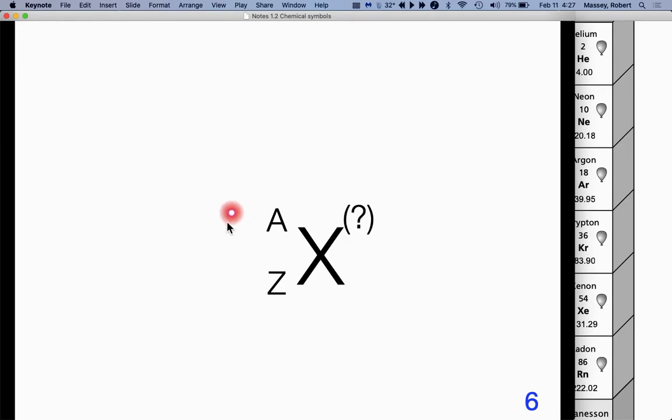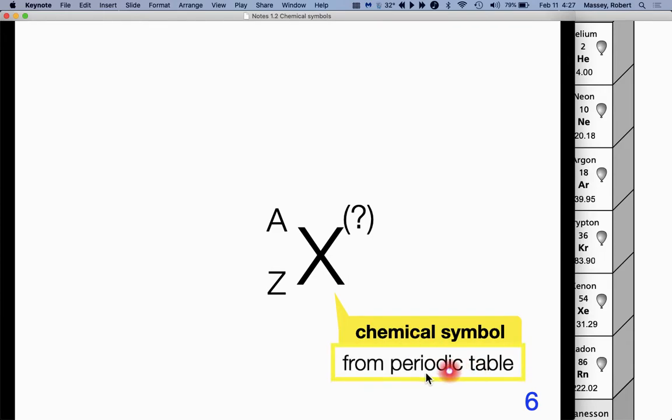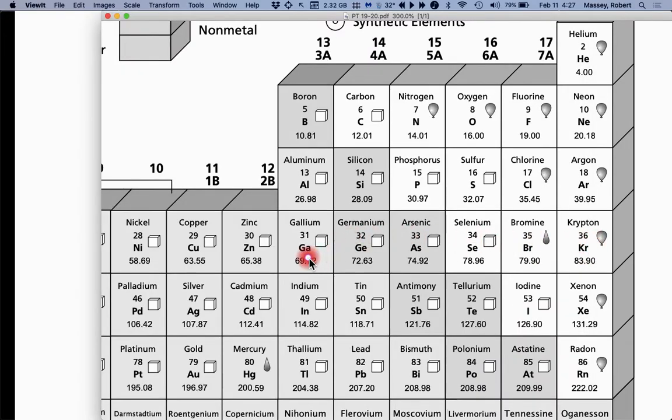Okay, so let's use this as our generic representation of an element and the symbols that we place, and what the meaning is. So this is the chemical symbol from the periodic table. Again, in the periodic table, you'll have the symbols for each one of the elements. This is aluminum, this is boron, carbon, nitrogen, oxygen.